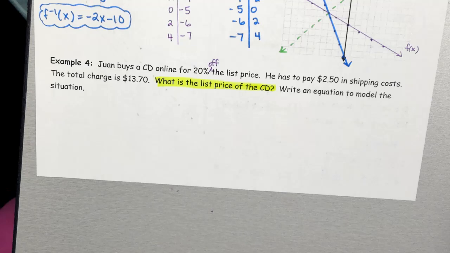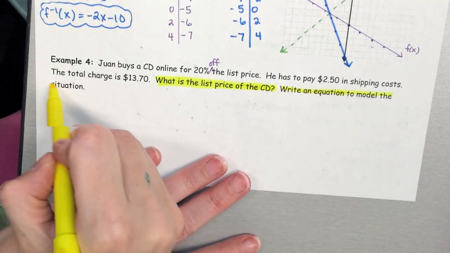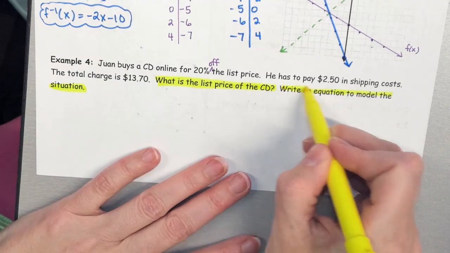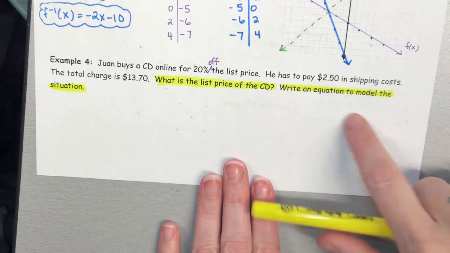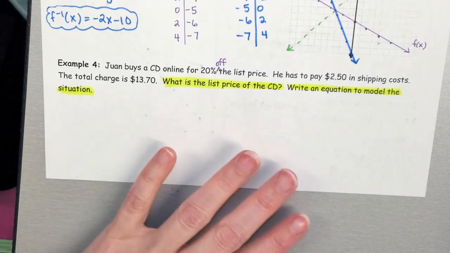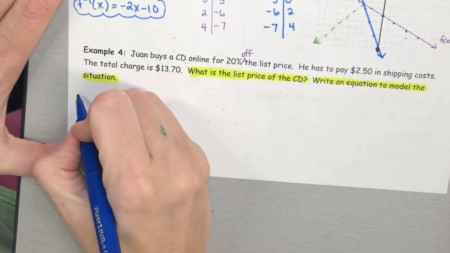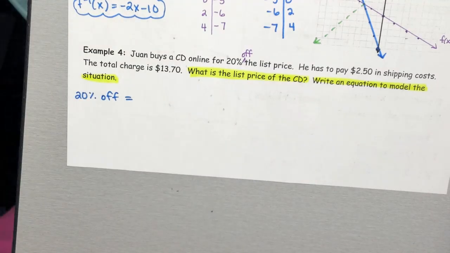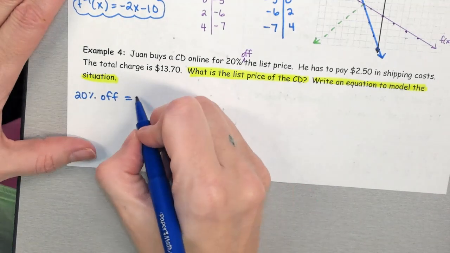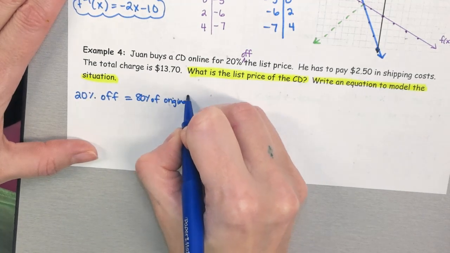Okay, what was the original price of the CD? And then write an equation to model the situation. So like I said, when you're doing this on your own, you will be given an equation and then you will have to solve that equation to model the situation. Okay, so first let's make sure we understand: if something is 20% off, how much of the original price are you paying? 80%. So this is 80% of the original cost.